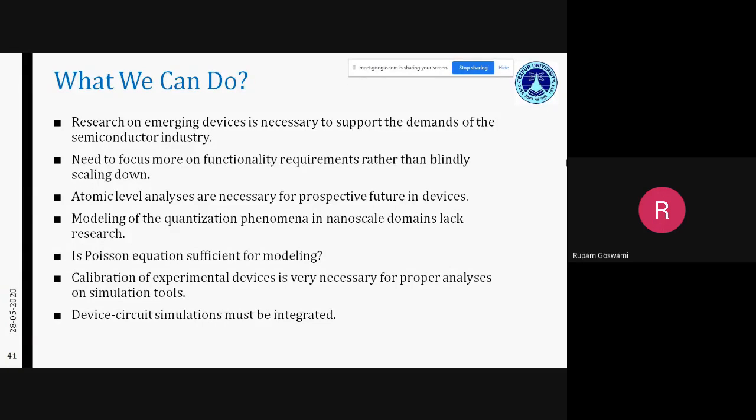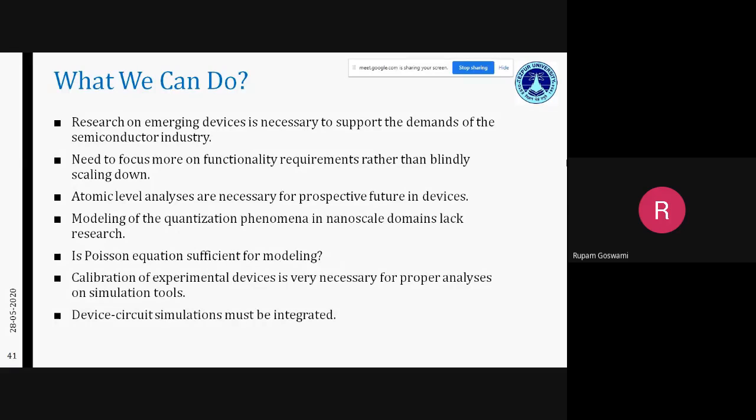Also, the calibration of experimental devices is very necessary. If you are doing a simulation, first of all, you pick up an experimental device having the closest material to your simulated device, and then try to calibrate all the constants on your simulation tool. Only after that, you move into the simulation analysis.